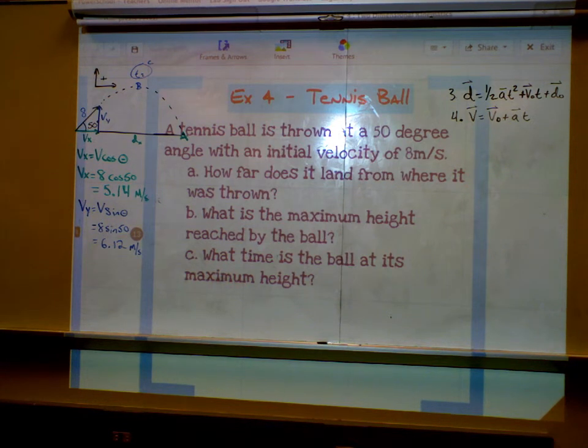Yeah. Now, do I have all the information I need off of the picture right here? The tennis ball is thrown at a 50-degree angle. Got that. 8 meters per second. I don't have time, do I? No. Okay, so we might figure that out. All right. Anything else? Think I got it all? Got all my information? Yeah.